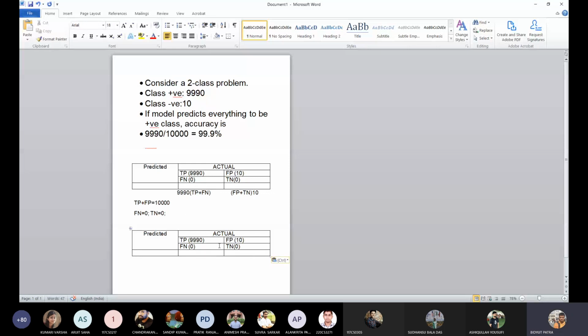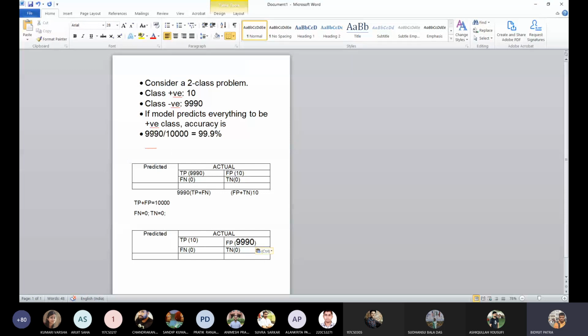Now what I do is, there are 10 points of the positive class, so you write it here. And 99,000 points are the negative class. So 10 points are the positive class and 99,000 points are the negative class. And then the model is doing the same thing, everything is predicted as the positive class. Then what will happen? This will be 10, and this will be 99,900, and this is obviously negative.